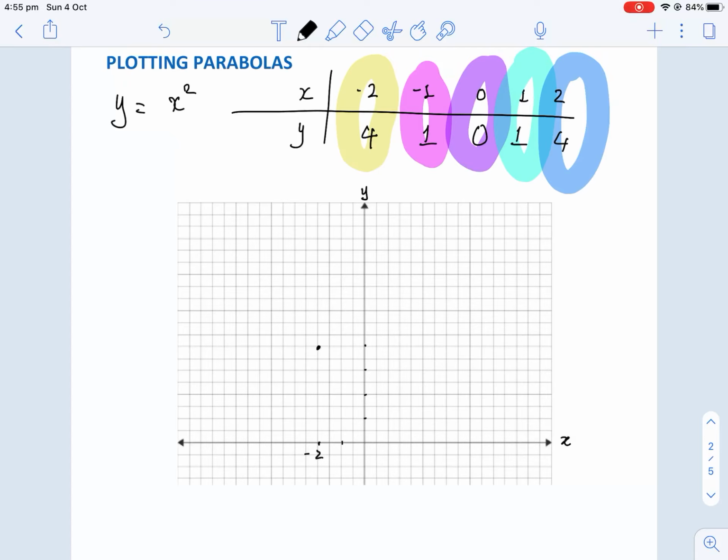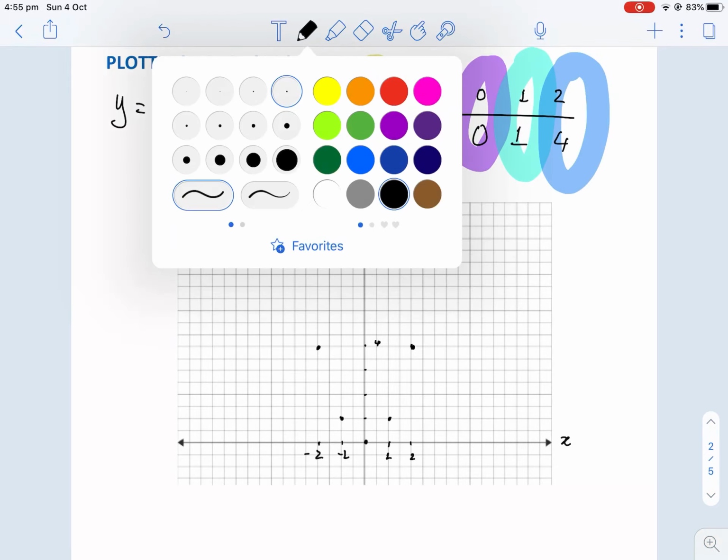x equals -1, y equals 1. Negative 1 here, y equals 1. The next point, x equals 0, y equals 0. x equals 1, y equals 1, and x equals 2, y equals 4 here. And then we're going to connect them all together. You can go further, okay?